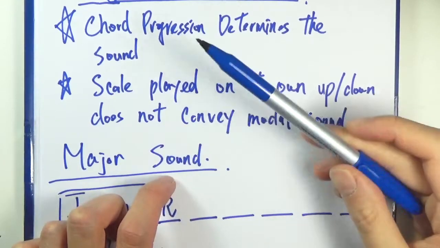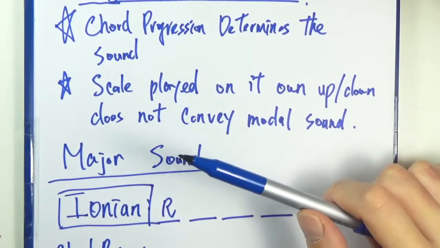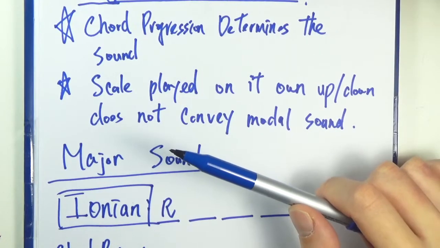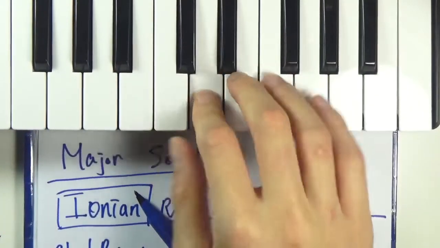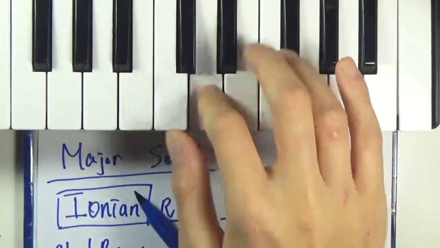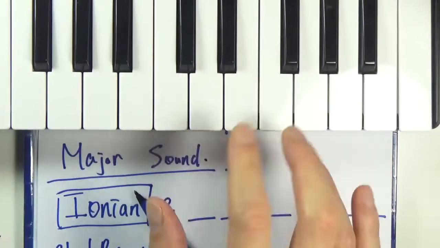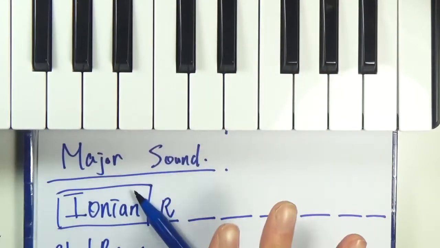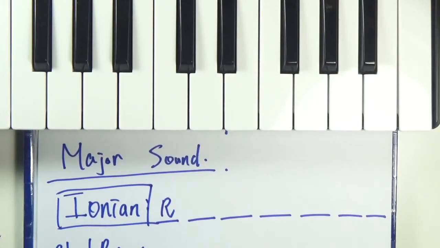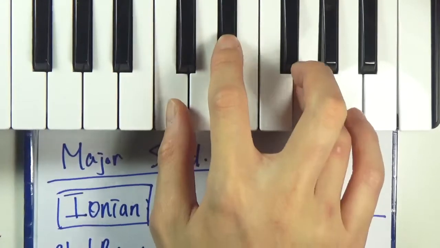The chord progression is very important. It determines the sound much more effectively than just playing the scale on its own. So what I'm saying is, let's say you play the C major scale, that's all right. But if you play C, G major, and then C major, that's definitely a C major sound, right? Or for example, C Dorian, or C minor.